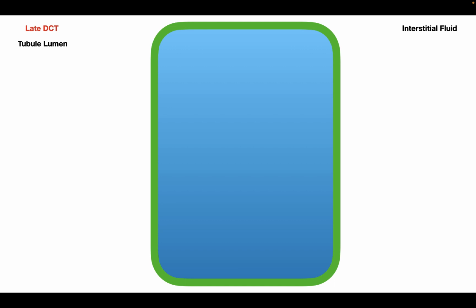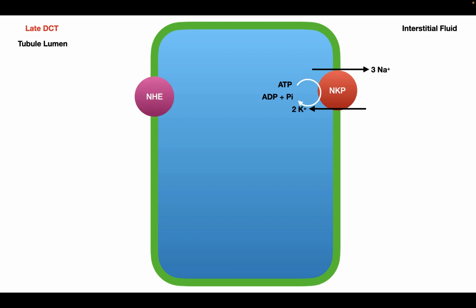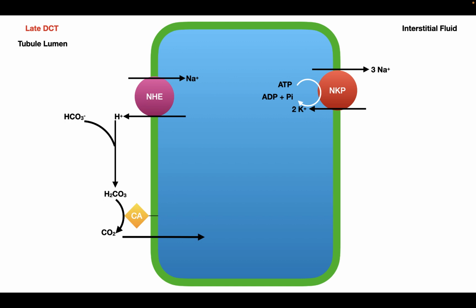In the late distal convoluted tubule, we have the sodium-potassium pump that is present on the basolateral membrane. And on the apical membrane, we still have the sodium-hydrogen exchanger, which exchanges 1 sodium for 1 hydronium. The hydronium combines with bicarbonate, forming carbonic acid, and then carbonic acid is dissociated into carbon dioxide and water, and this reaction is catalyzed by carbonic anhydrase. And the carbon dioxide will then move into the cytosol through passive diffusion.